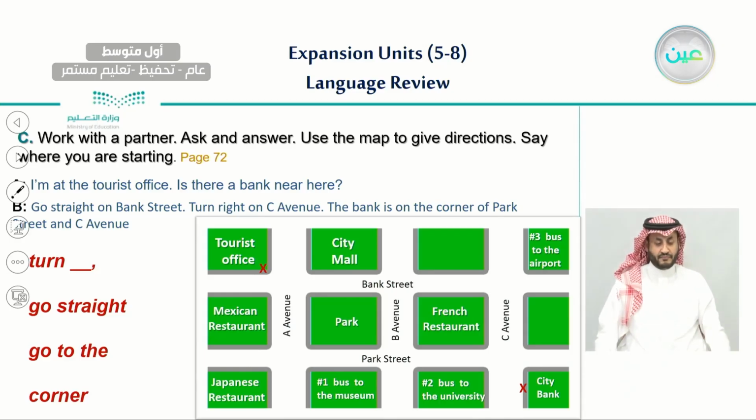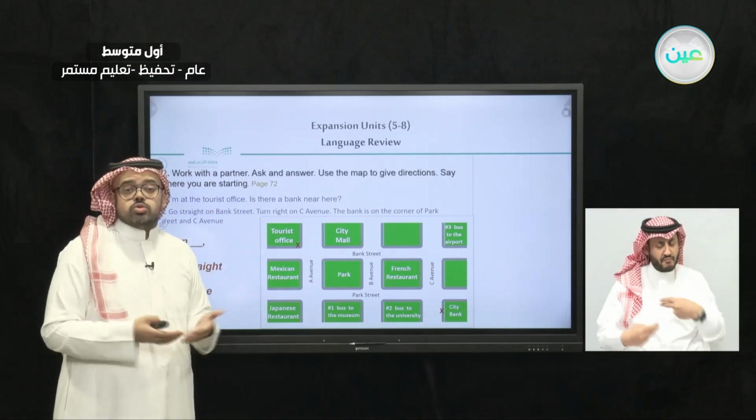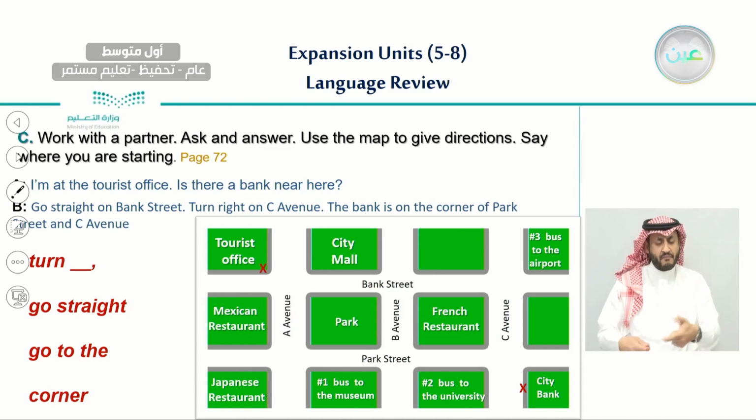We can tell him just to go straight on Bank Street and at C Avenue to turn right, and the bank will be at the corner. So we can say, "Go straight on Bank Street, turn right on C Avenue. The bank is on the corner of Park Street and C Avenue." So you see how easy that is? You can give directions to anyone just by using these simple words.